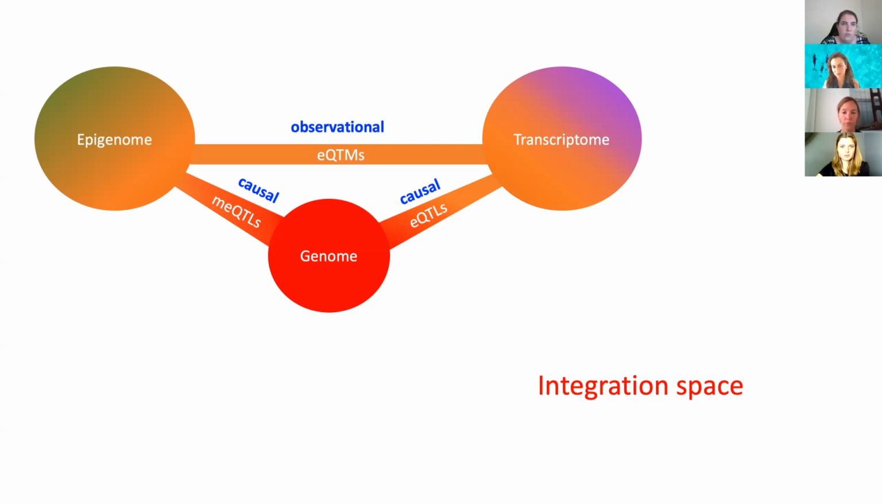That's how we discover them. Or it can be methylation quantitative trait loci, meQTLs. In that case, a genome is used as a predictor of epigenome, which is the outcome in this analysis. So this is the core of the integration space. This is closely linked inside the nucleus.